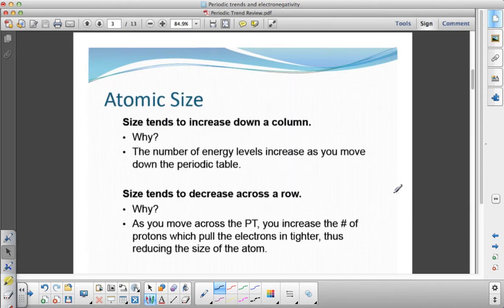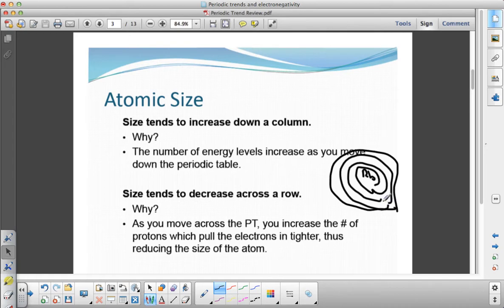And you might wonder, well, why does this happen? Well, this happens because the number of energy levels increases as you move down the periodic table, as we had just mentioned. So whenever you're over here at rubidium, which is in period 5, it has quite a bit of electrons going around it. So the atomic radius is larger as a result.